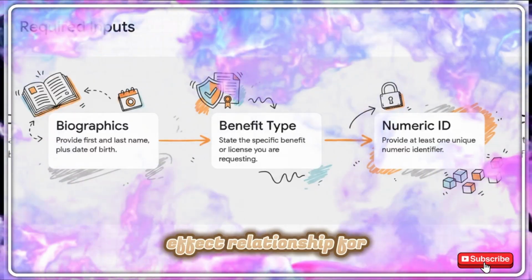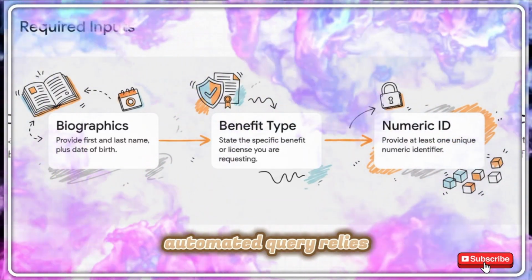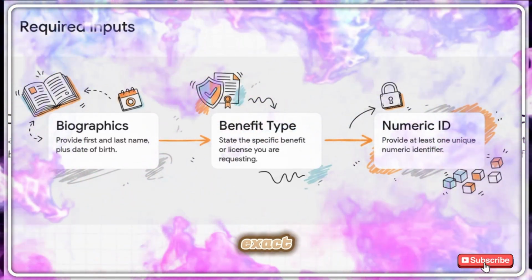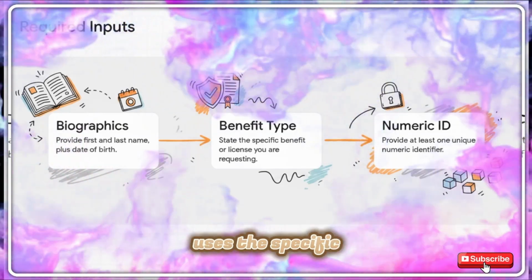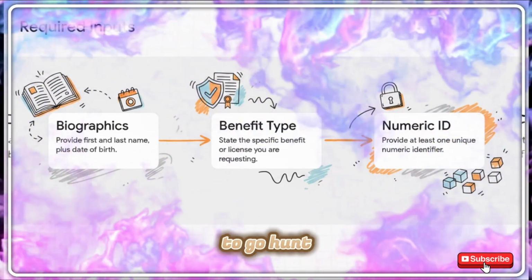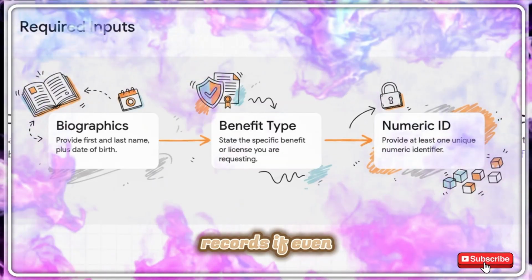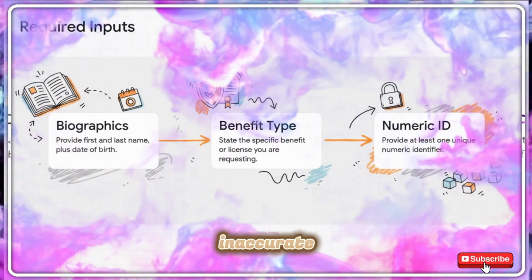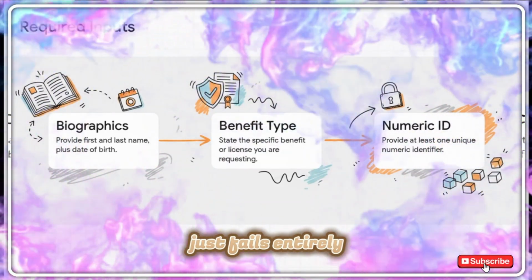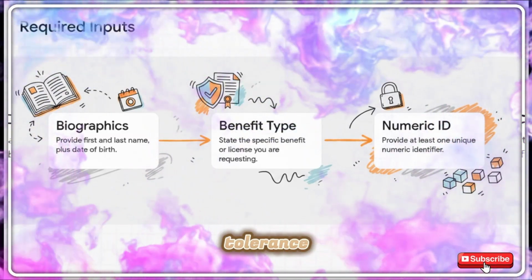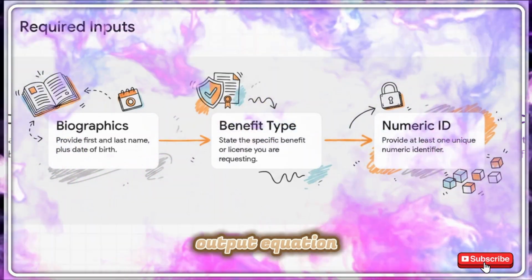The cause and effect relationship for a successful automated query relies absolutely on this exact sequence. The system literally uses this specific string of data to go hunt through those external records. If even a single digit is missing or inaccurate, the automated routing just fails entirely. It's a zero-tolerance, strict mechanical input-output equation.